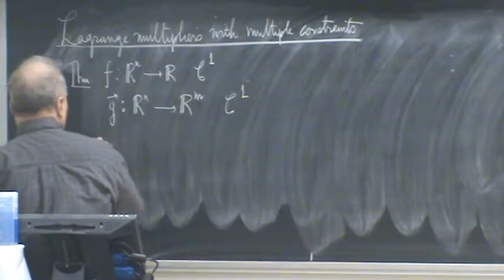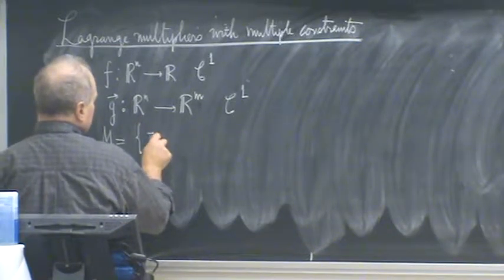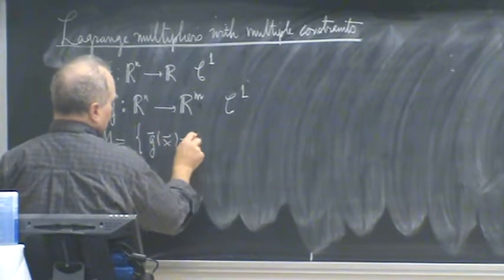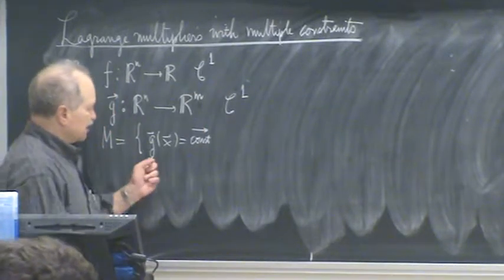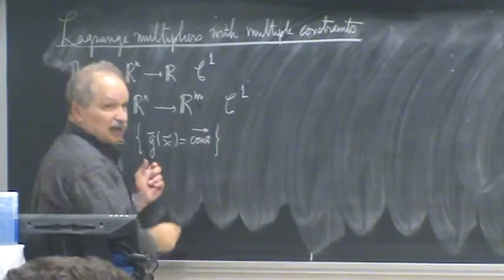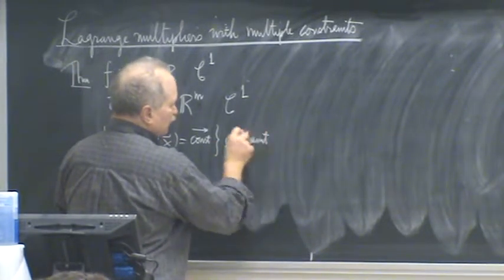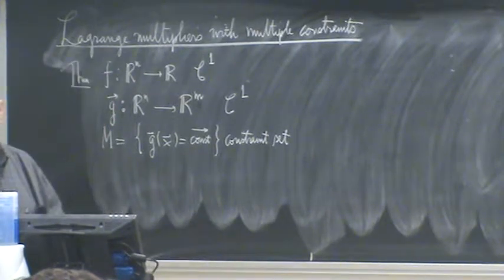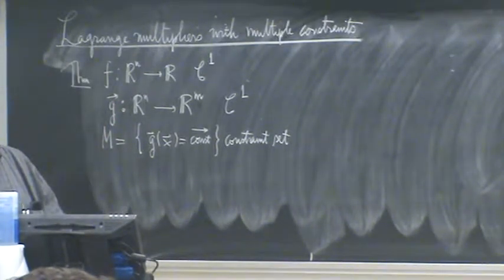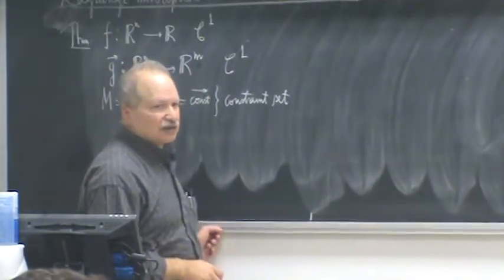And so we're going to look at the set of points where g is equal to some constant. Now that constant's a vector. So this is going to be our constraint set. It would be nice if that constraint set were a manifold. There's that word again. Do you remember hypotheses that would ensure that?